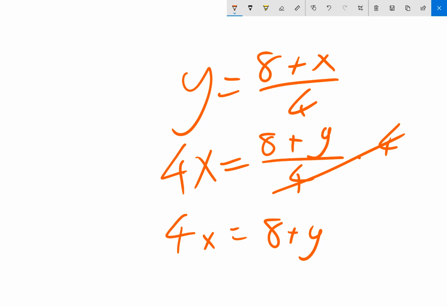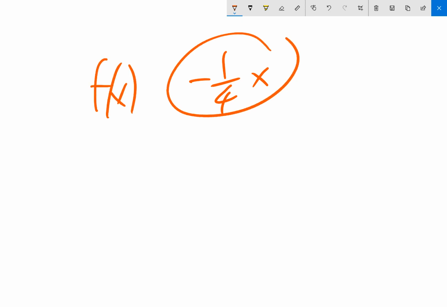Okay. So number 3, again, look at the two functions. One of your functions has a slope of negative 1/4 x, right? That's the f of x function. The f of x has a slope of negative 1/4. Which means the inverse function would have a slope of negative 4. And I don't see that in g of x. Do you? Do you see g of x have that slope?